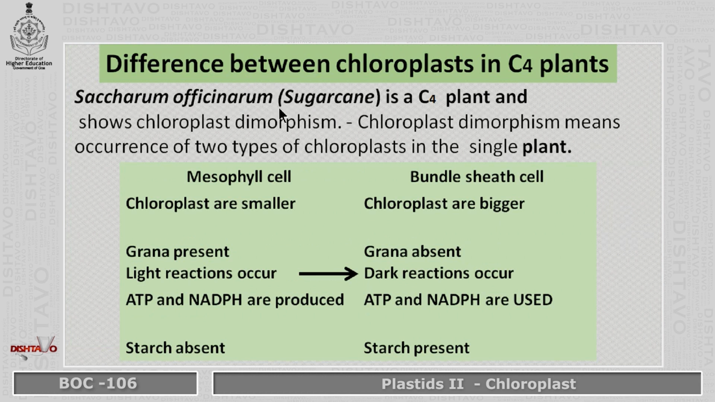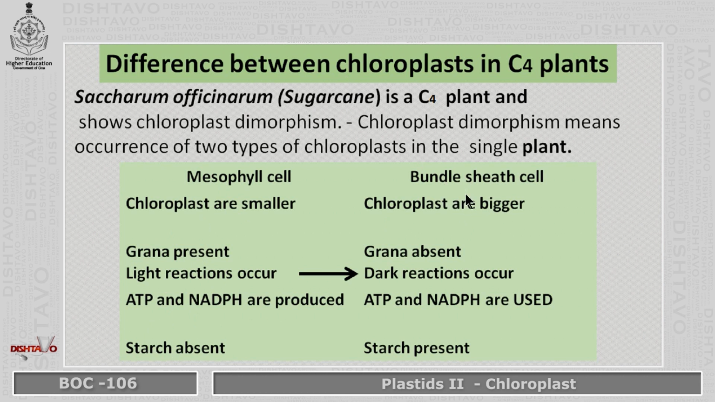Like for example, you take sugarcane, Saccharum officinarum. It is a C4 plant. Now in that you see chloroplast dimorphism. Here you see in the mesophyll cells and the bundle sheath cells, the chloroplasts differ. Chloroplasts are smaller in the mesophyll cells, grana are present, light reactions take place in the mesophyll cells, ATP and NADPH are produced, and starch is absent.